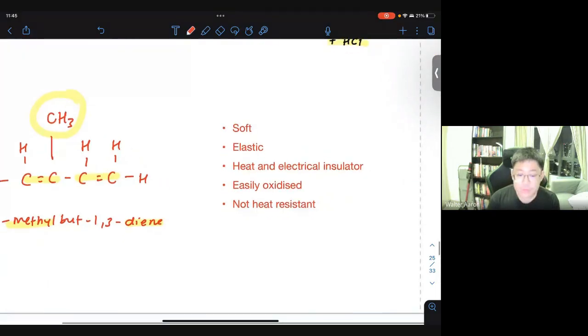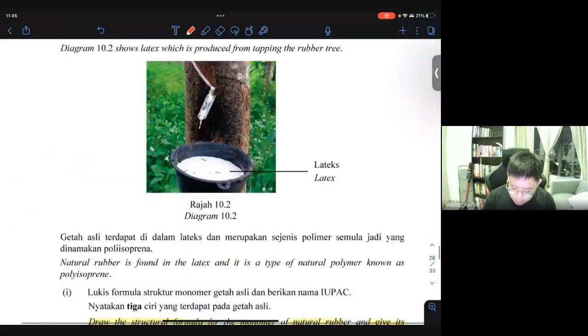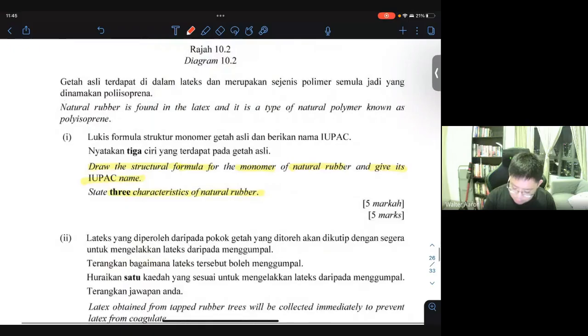And then you're supposed to state 3 characteristics of latex or natural rubber. So: soft, elastic, heat and electrical insulator, easily oxidized and not heat resistant. All of these are characteristics of natural rubber or latex. So you can actually choose any 3 from this to get 3 marks in total. Do all this correctly, you should be able to get 5 marks.